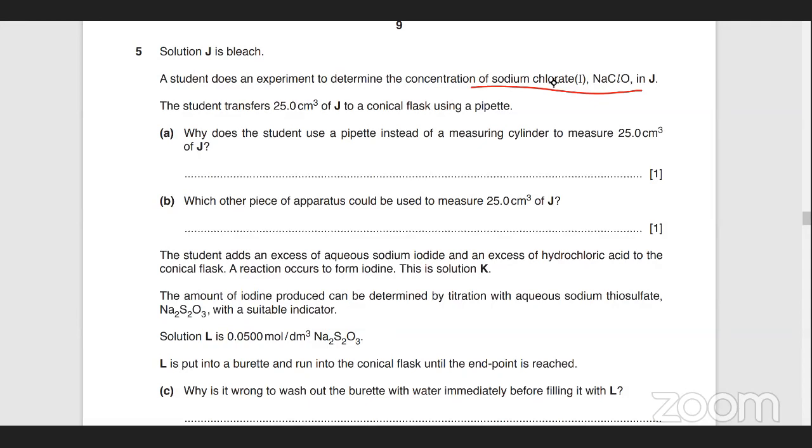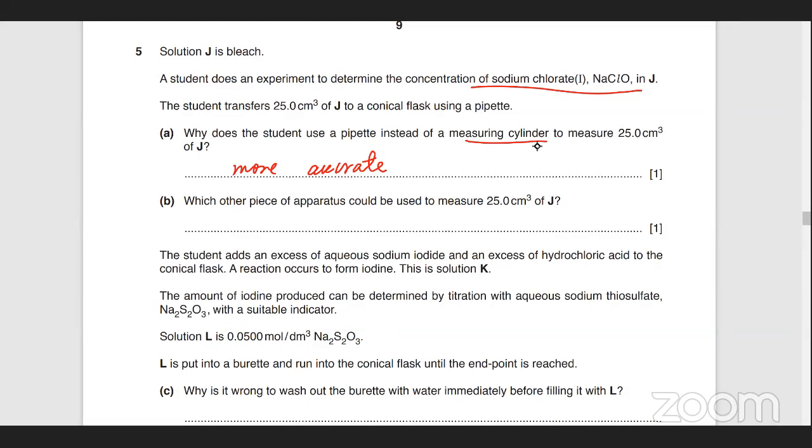J में sodium chlorate कोई चीज़ है and he's going to ask to figure out the concentration. The 25 cm³ of J is added to a conical flask. Why does the student use a pipette instead of a measuring cylinder? Because pipette is more accurate. Pipette is really accurate. Remember, measuring cylinder, that's not a very accurate device.